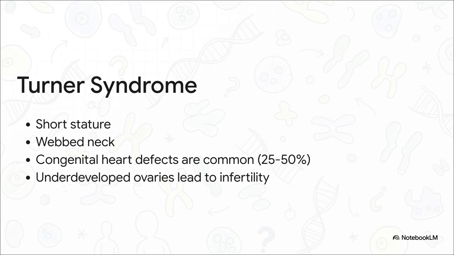The classic features you'll see are short stature and what we call streak ovaries. The ovaries fail to develop, and this leads to infertility. You'll also often see a webbed neck and a high risk for specific heart defects, especially coarctation of the aorta.